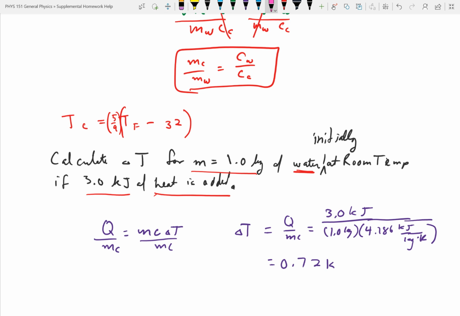Now, room temperature actually varies by discipline. Different people consider different values. Some people consider 15 Celsius. In physics, room temperature is 20 degrees Celsius or 68 degrees Fahrenheit, which is a pretty reasonable room temperature. The people who use 15 degrees Celsius, that's kind of a cold room.